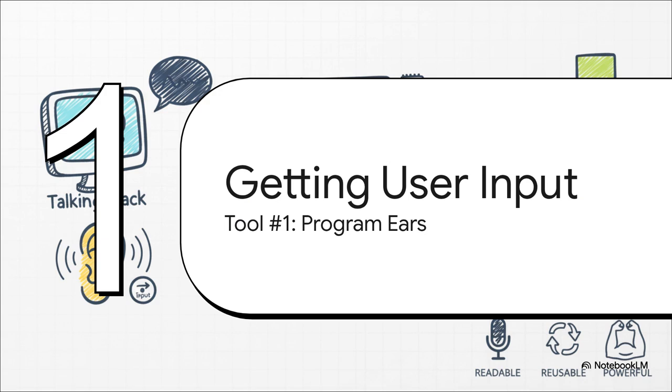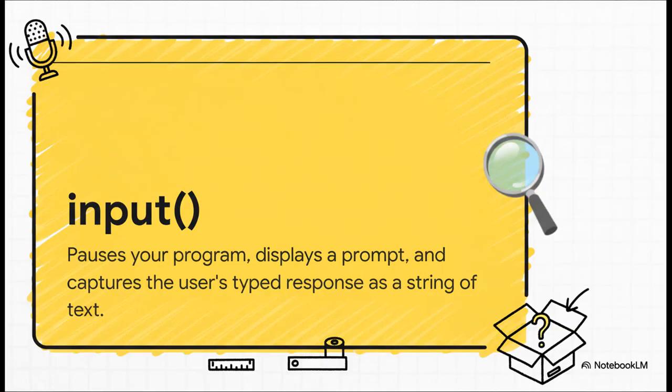You can think of this as giving your program ears. It's how you let it actually listen to the user. It's the bridge that connects your code to the person running it. The really key thing to remember about input is that it does two jobs. First, it shows the user the prompt you write, and then it waits and captures their response as a string, which is just Python's fancy word for a piece of text. It's literally the ears of your program.